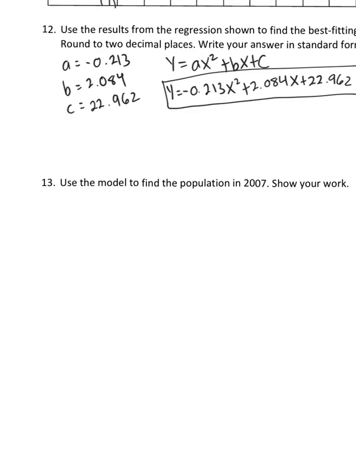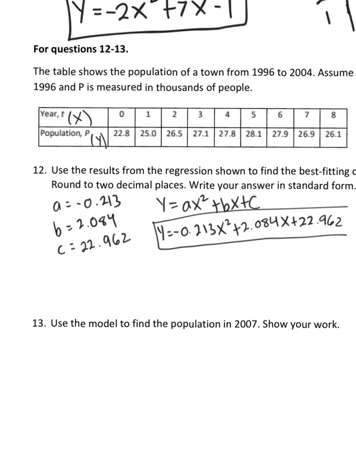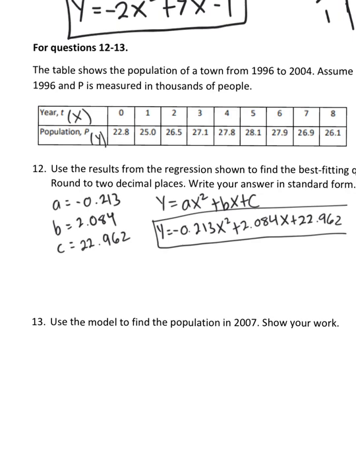Number 13, it says use the model to find the population in 2007. So looking back at your question, the number of years that it's talking about is not talking about year 0, as in like life never existed or whatever. It's talking about year 0, meaning that it is the year 1996. You're looking at the number of years between 1996 and the number that it gives you. So at year 0, that's 1996. Year 1 is 1997, and so on.